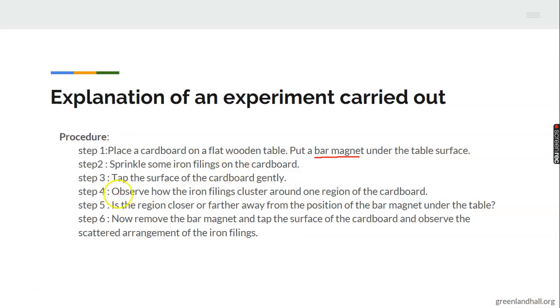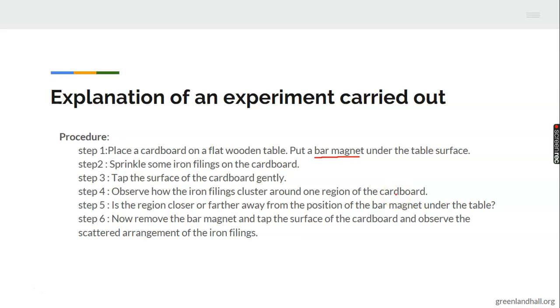And when you sprinkle it, step three says tap the surface of the cardboard gently. After putting the iron filings, just tap it. Don't forget that your bar magnet has been placed under the table, not on the table, under. Okay, so step four says you should observe how the iron filings cluster around one region of the cardboard. The iron filings will cluster around a particular region.